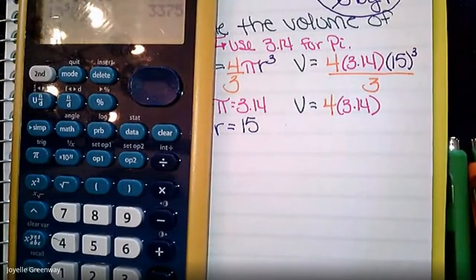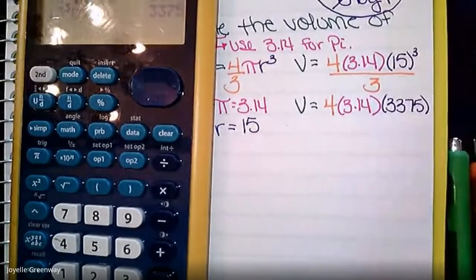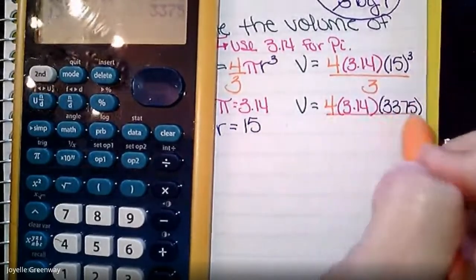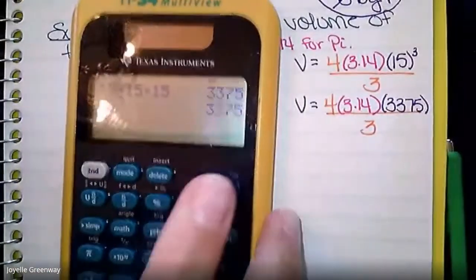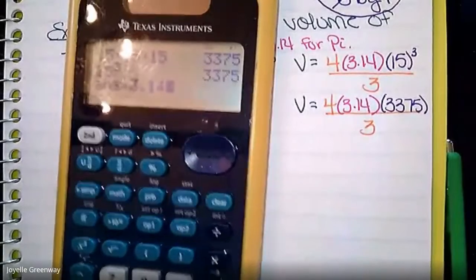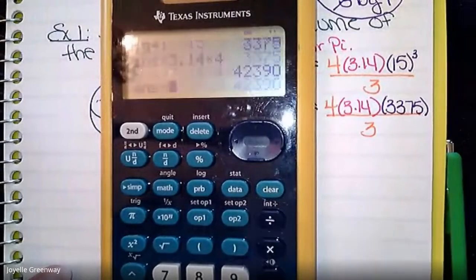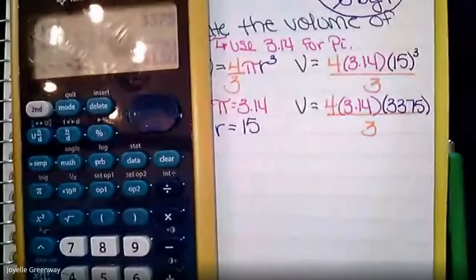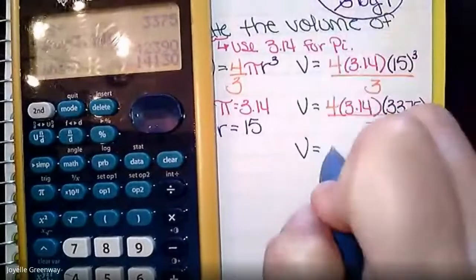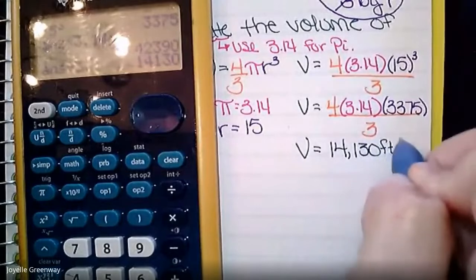So our volume is equal to 4 times 3.14 times 3,375 divided by 3. I have my 3,375 times 3.14 times 4 divided by 3. So I have a total volume of 14,130. So my volume is equal to 14,130 feet cubed.